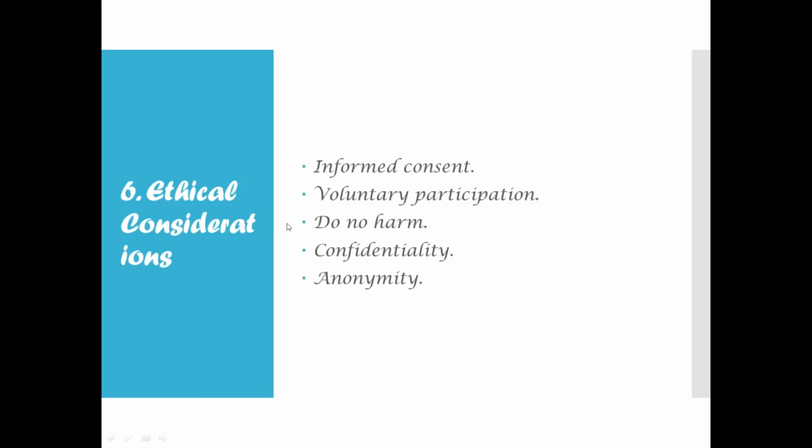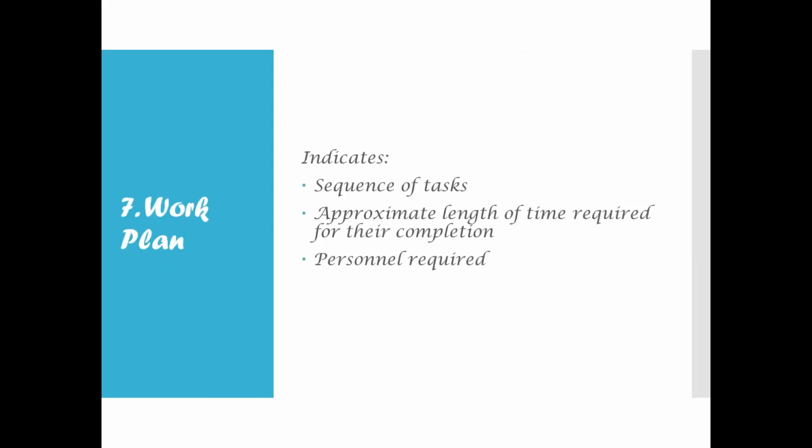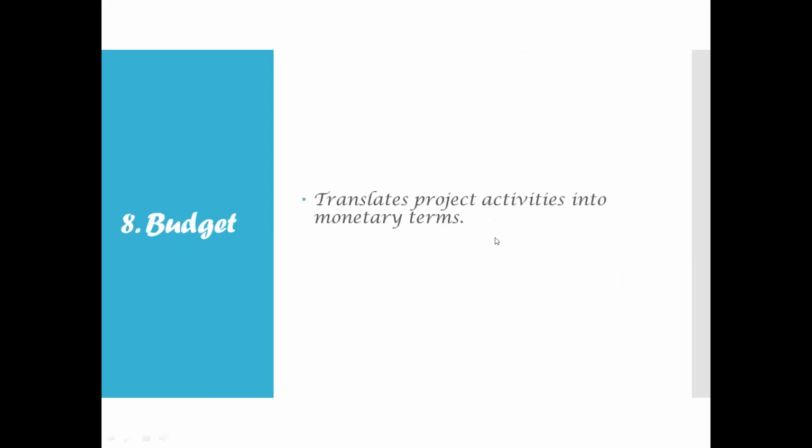Then ethical considerations. So you need to get informed consent, voluntary participation, you do no harm, and you need to ensure confidentiality and anonymity. That is, the identity of the participants will not be disclosed. Then work plan. So this basically indicates the sequence of tasks, approximate length of time required for their completion, and the personnel required. You need to mention the budget that's going to translate the project activities into monetary terms. So how much will you need?